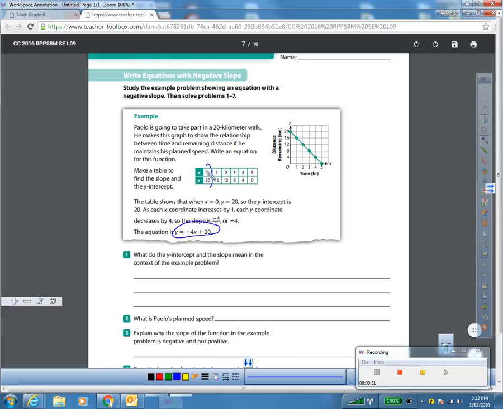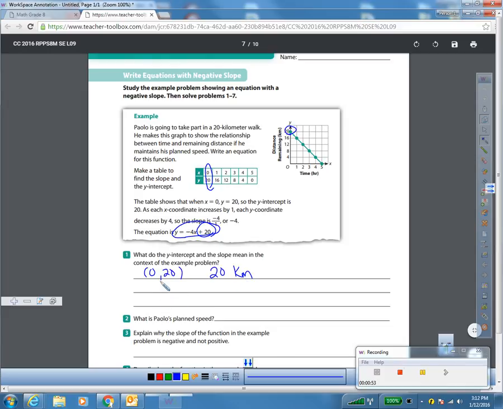Start with your initial value of 20, and you see that on the graph, here is the table, and right there is your equation. So what do the y-intercept and the slope mean in the context of the problem? Your y-intercept would be (0, 20), or in the context of the problem, you would explain that it's 20 kilometers, the remaining distance when he's starting out this 20 kilometer walk.